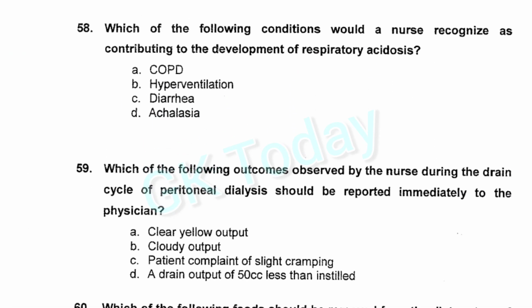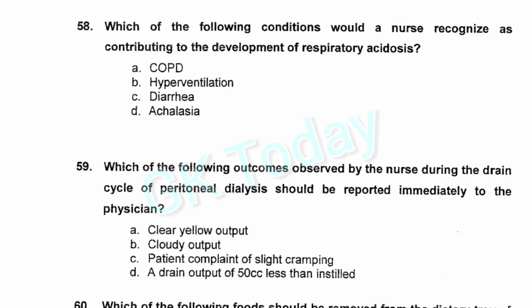Question number 58. Which of the following conditions would a nurse recognize as contributing to the development of respiratory acidosis? Correct answer is option A, COPD. Next, 59. Which of the following outcomes observed by the nurse during the drain cycle of peritoneal dialysis should be reported immediately to the physician? Correct answer is option B, cloudy output.